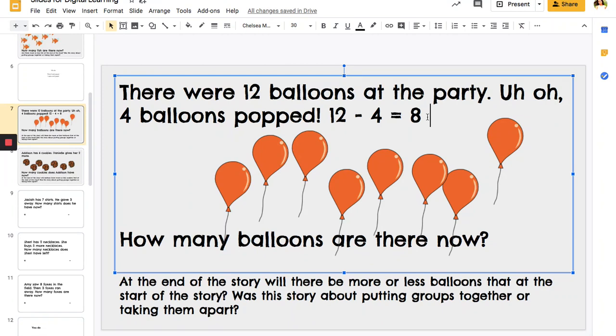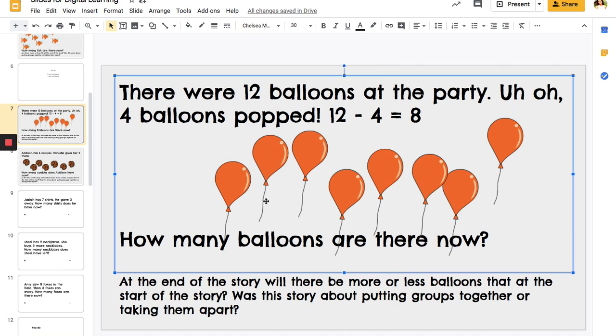Now, I want you to notice, even Miss Ramirez makes mistakes. So if you make a mistake, do not get upset. Please do not get frustrated. Just keep on going until you can get the correct answer, okay? So, how many balloons are there now? We now have 8 balloons.